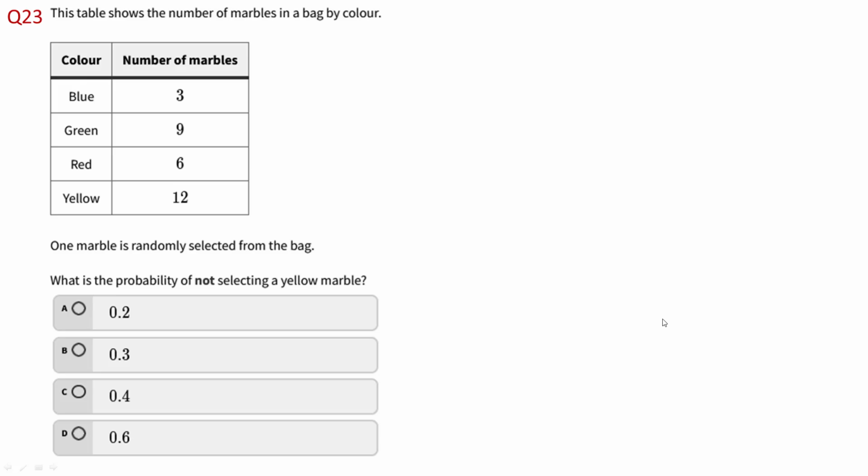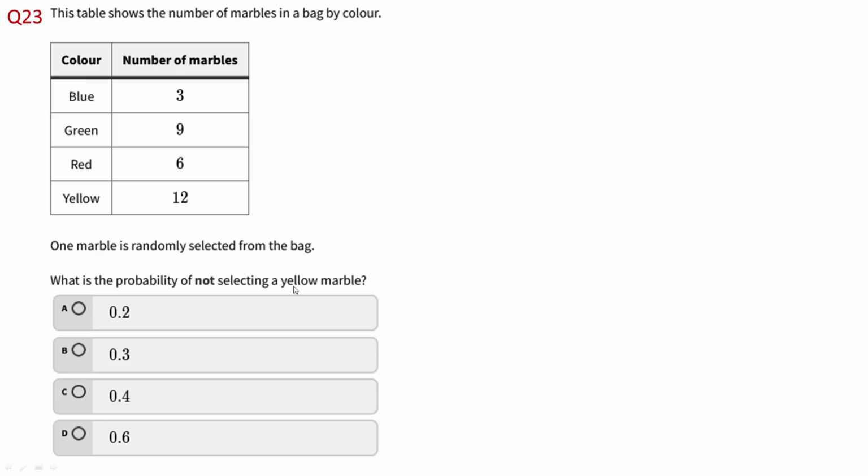And I'm going to do one more question. We'll finish this one, then I'll stop this part of the video. This table shows the number of marbles in a bag by color. So there's 3 blue, 9 green, 6 red, and 12 yellow. And the question is, 1 marble is randomly selected from the bag. What is the probability of not selecting, or not getting, a yellow?